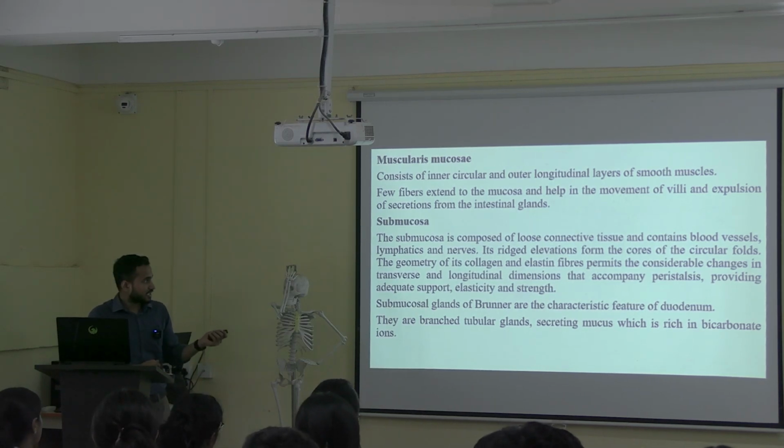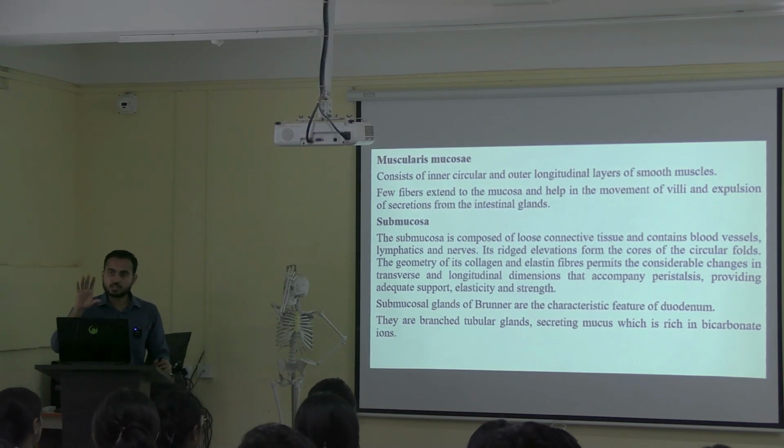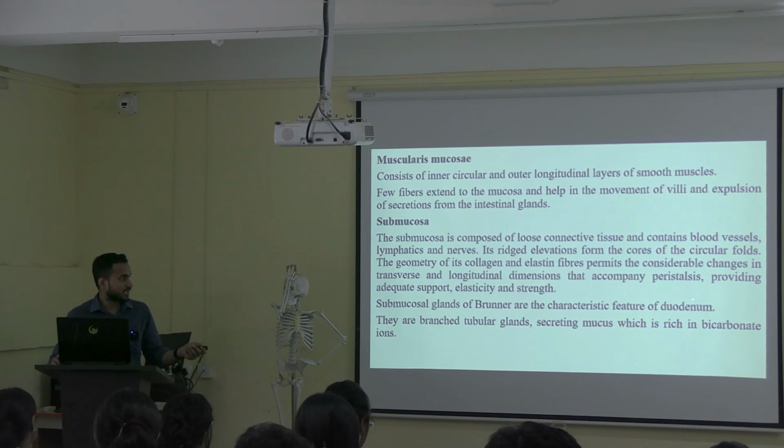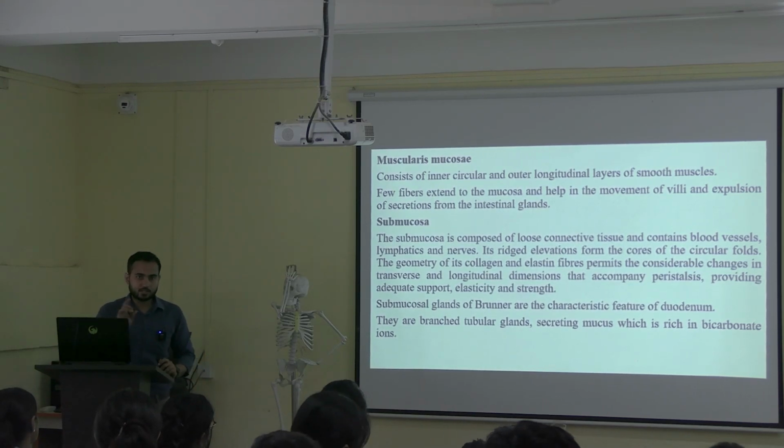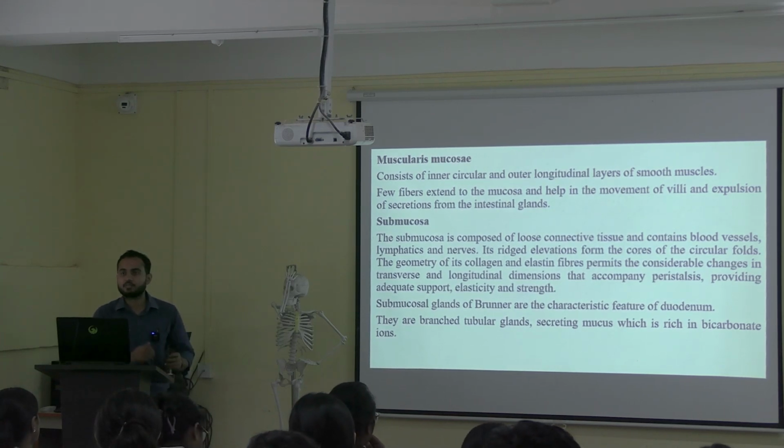That's why these elastin fibers and collagen fibers are present in the submucosa. Next, so this is the normal general structure. But there are some modifications. Now where is this modification present? The modification is present in the case of duodenum. If you see the histology of duodenum, a slide of duodenum, you will notice that the submucosa is packed with Brunner's glands, also called submucosal glands.